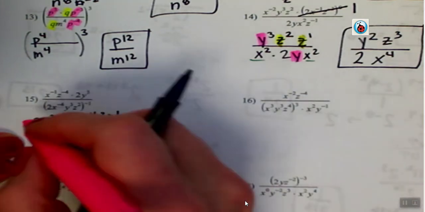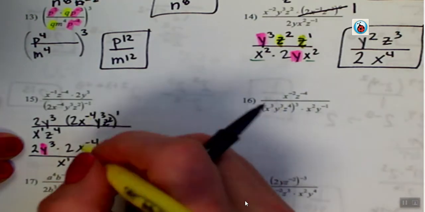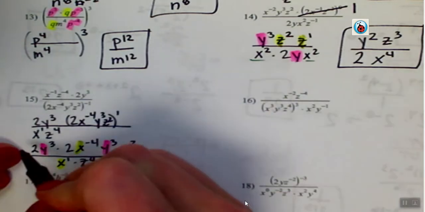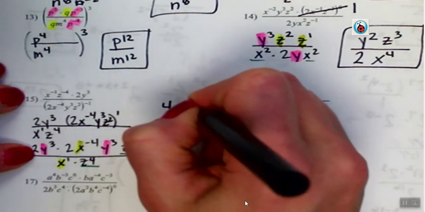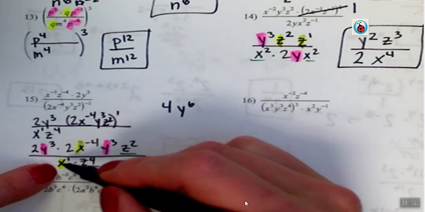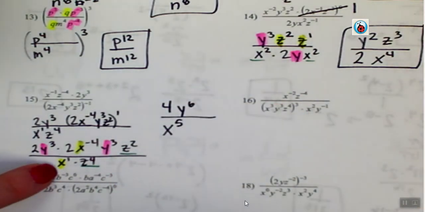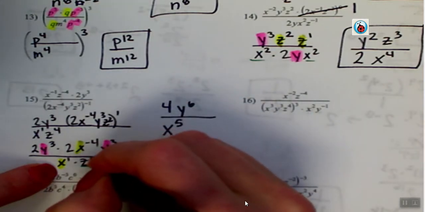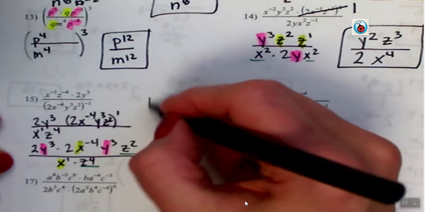Now I look to combine. Okay, so y and y, x, x, z, z. Then I get 2 times 2 is 4. Okay, y to the 6th. All right, negative 4 minus 1 is negative 5. So I'm going to place that in the denominator for the correct location. 2 minus 4 is negative 2. Correct location is in the denominator.